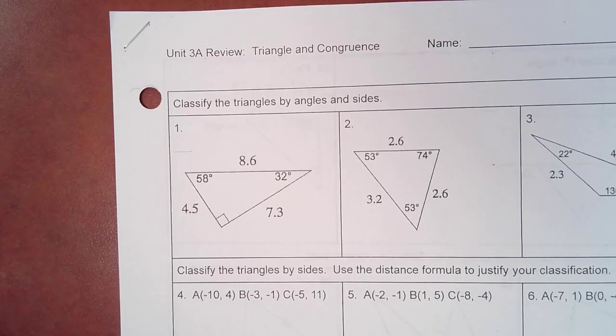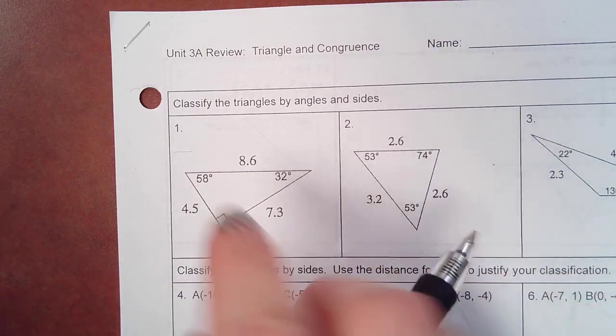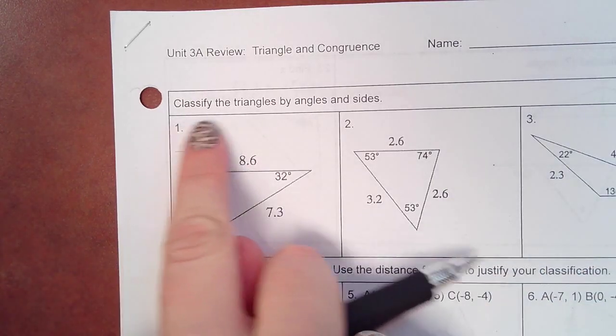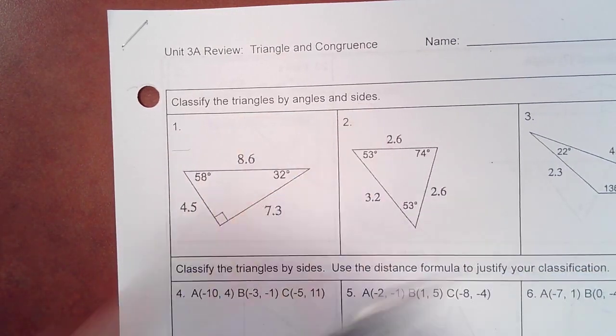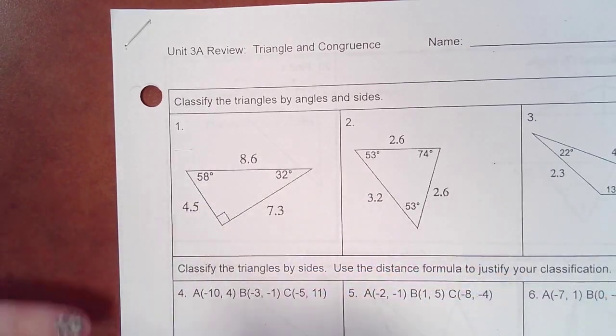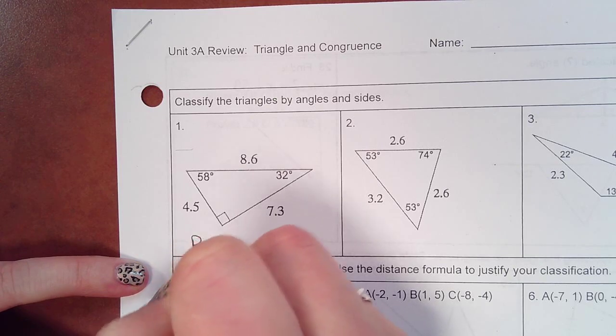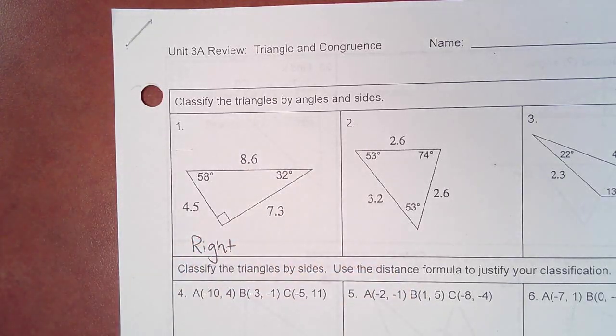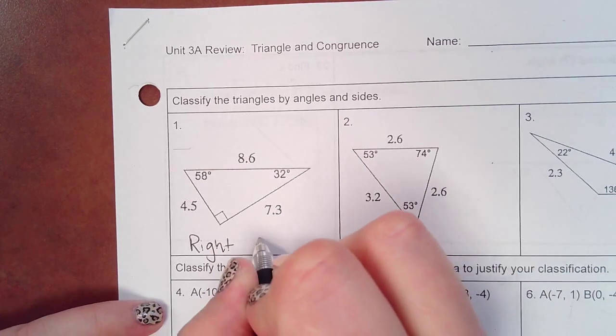All right, so we're going to run through the first page of our study guide. So it says classify the triangles by angles and sides. So first, by the angles in this one, I have one right angle, so I can call this a right triangle. And now by the sides, each side is a different length, so I'll call this one scalene.